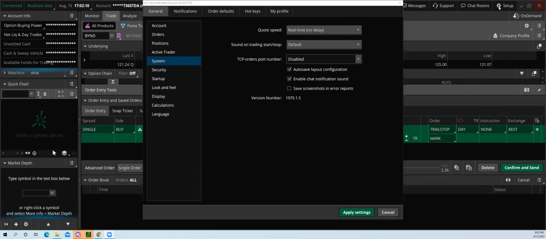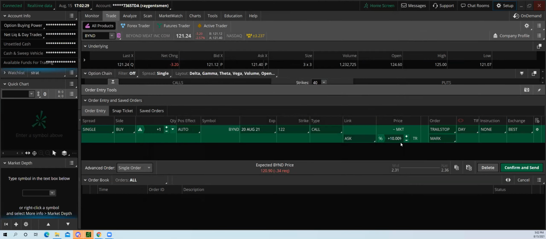Go to setup, click on setup, go to application settings. All right, this is going to pop up. Go to system, and then quote speed, change it from whatever it's at to real time, no delay, and then click apply settings. And that's it. Okay, thank you, Ray. Appreciate it. Yeah, no problem.